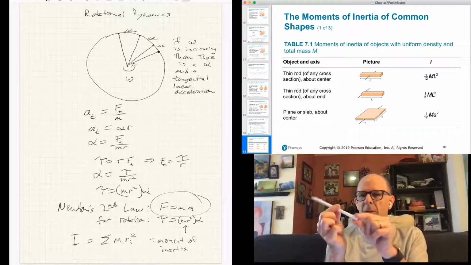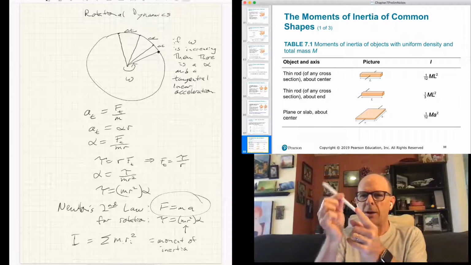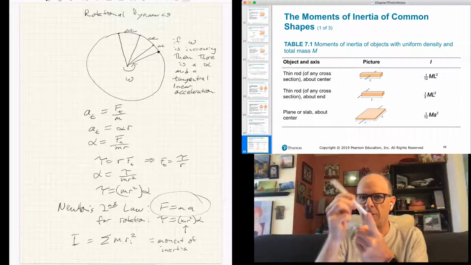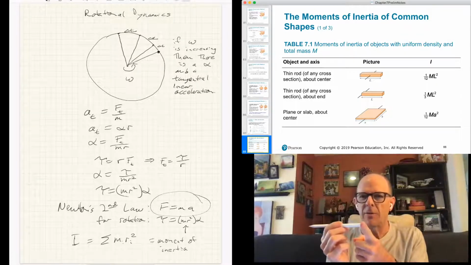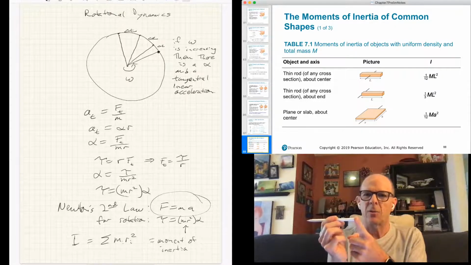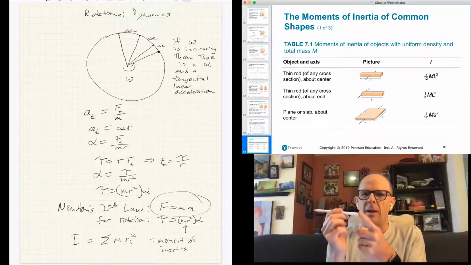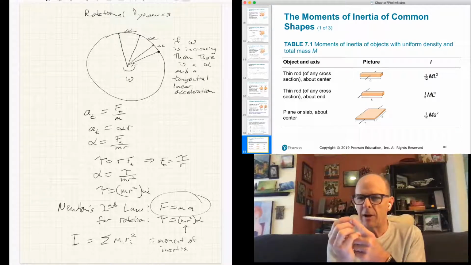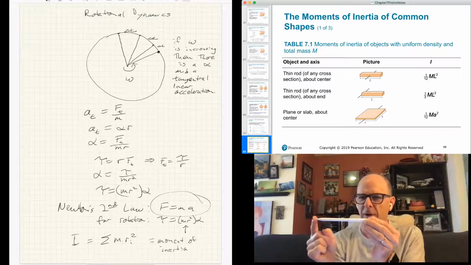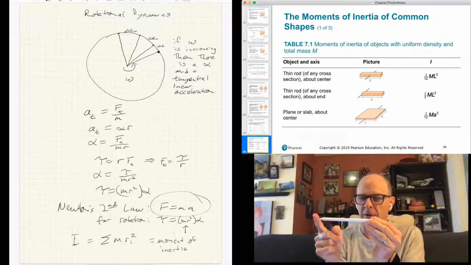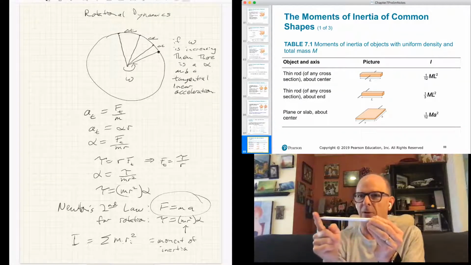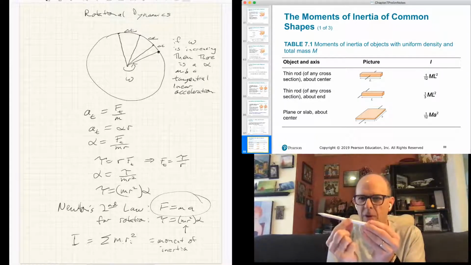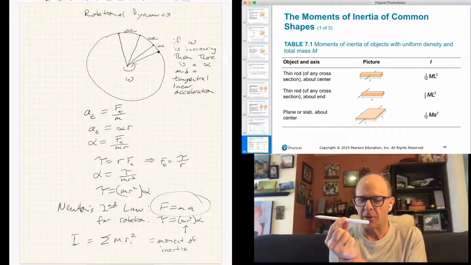If instead of rotating around the center of the object, I'm rotating around the end of the object like this, same object, just a different point of rotation, then the moment of inertia is not 1/12 ml squared, it's 1/3 ml squared. It makes sense that that coefficient is bigger if I'm rotating around the end, because now I've got stuff that can be very, very far away from the axis. And since the moment of inertia depends on the square of that distance, it's going to be much bigger in that case than it was when the axis was in the center of the object.